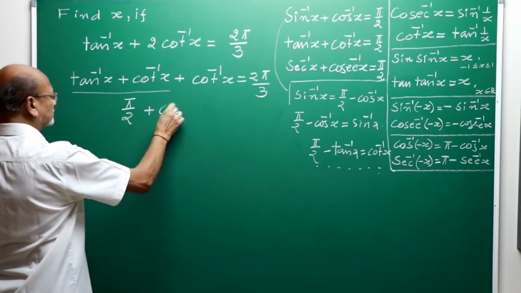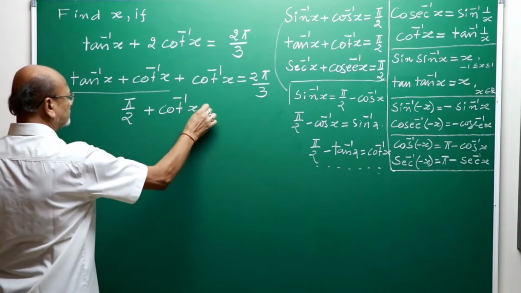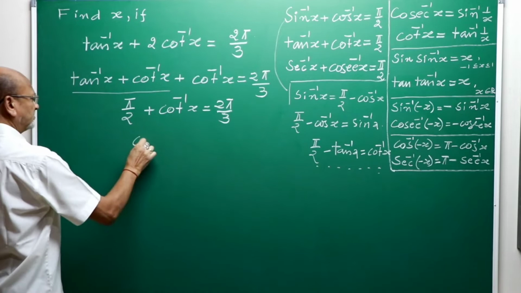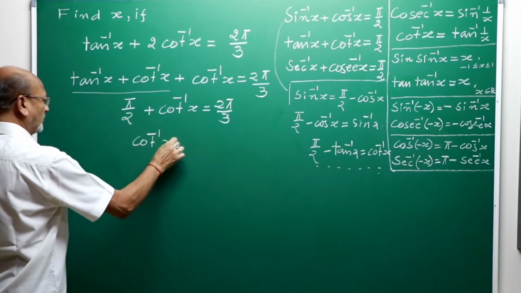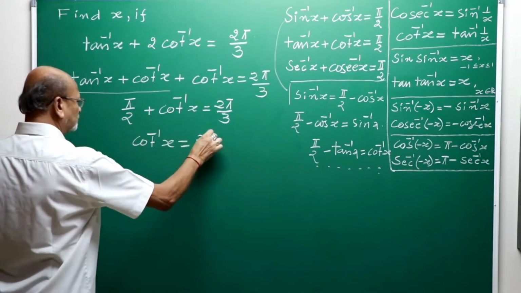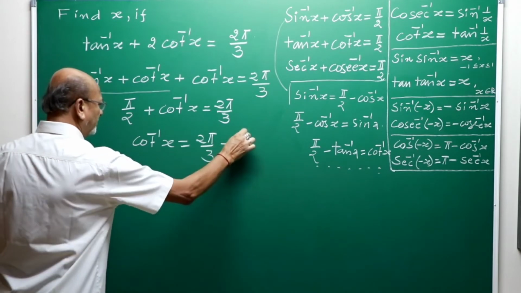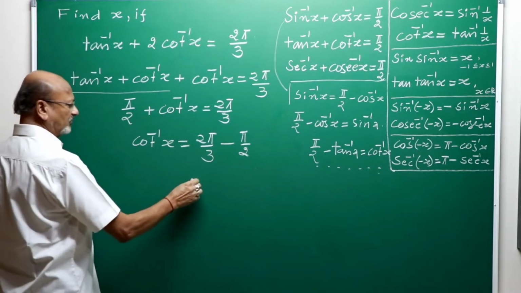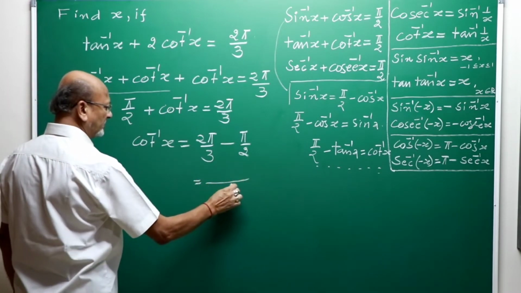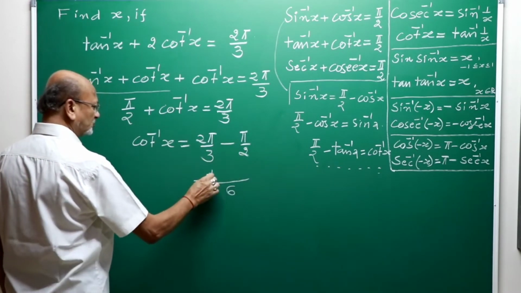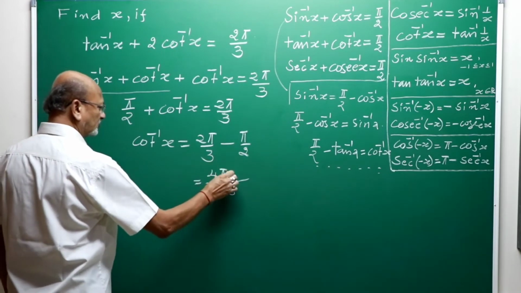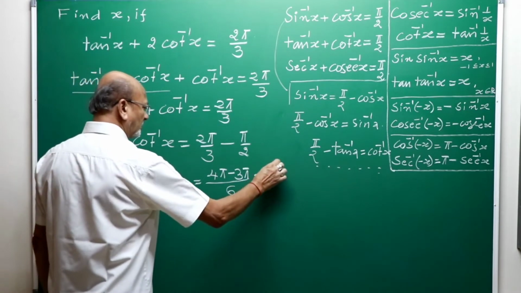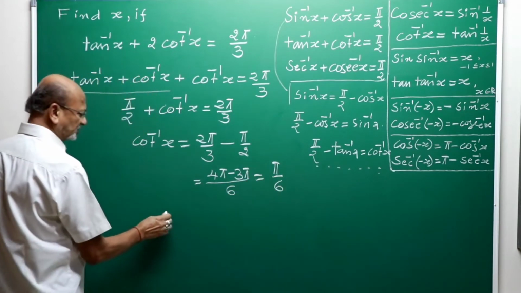Plus cot inverse x equal to 2 pi by 3. Then shift that side. Cot inverse x equals 2 pi by 3 minus pi by 2. Tell me, my friend, what is the LCM? 6; 4 pi minus 3 pi. What is 4 minus 3? Pi by 6. Yes, my friend.